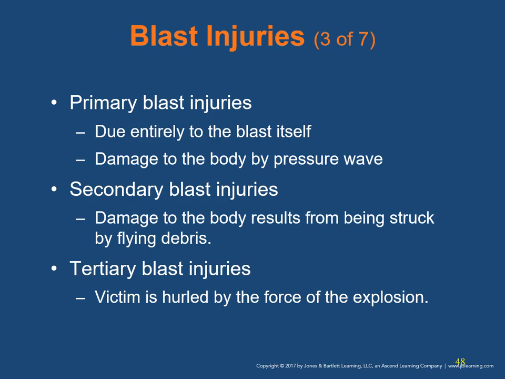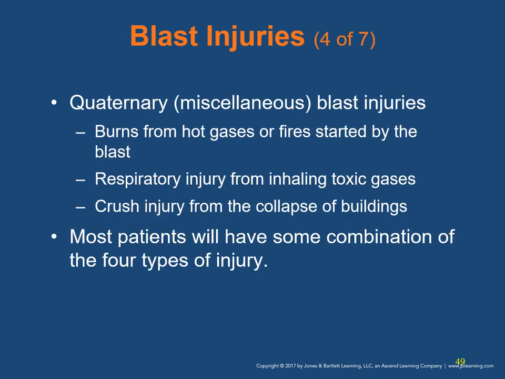Primary blast injuries are due entirely to the blast itself. Damage to the body is caused by the pressure wave generated by the explosion. Secondary blast injuries: damage to the body results from being struck by flying debris. Tertiary blast injuries: the victim is hurled by the force of the explosion against a stationary object. Quaternary, miscellaneous blast injuries: burns from hot gases or fires started by the blast.